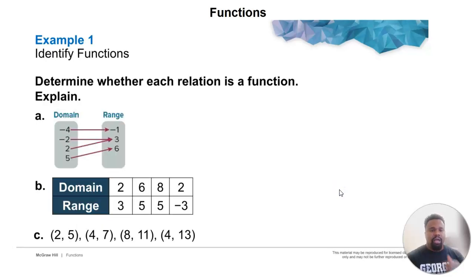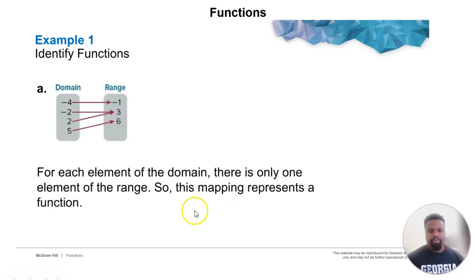All right. Look at your mapping. Look, for every input, you got exactly one output. There's only one line coming from my domain to my range. Only one line coming from my domain to range. So this would be a function. So it's a function.